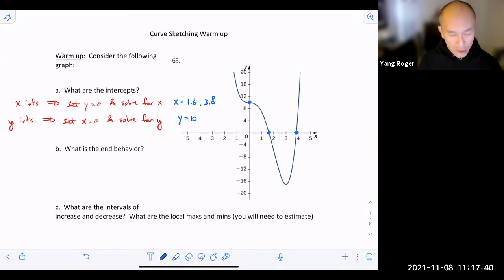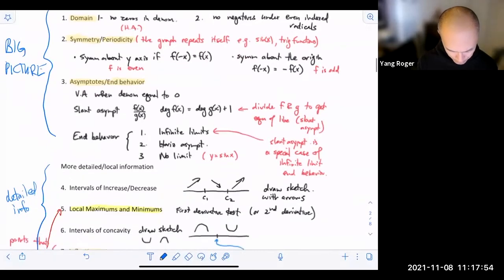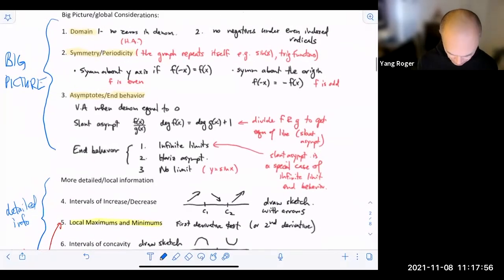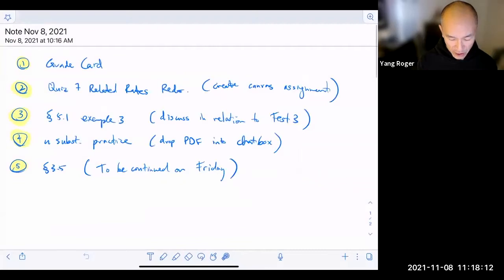Okay. So whenever we do curve sketching, we generally want certain points to anchor our graph. So what would the anchoring points be? Well, one anchoring point is the intercepts right here. The other anchoring points that we generally calculate are inflection points and local maximums and minimums. Those points will anchor our graph.